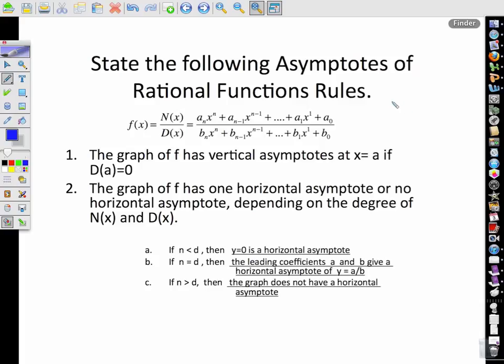State the following asymptotes of rational function rules. All right, this is my rational function. You've got a polynomial on top, a polynomial on bottom. The graph of f has vertical asymptotes at x equals a if d of a is equal to 0. In other words, if your denominator is equal to 0 for whatever x values those are, that'll help us with finding our vertical asymptotes.